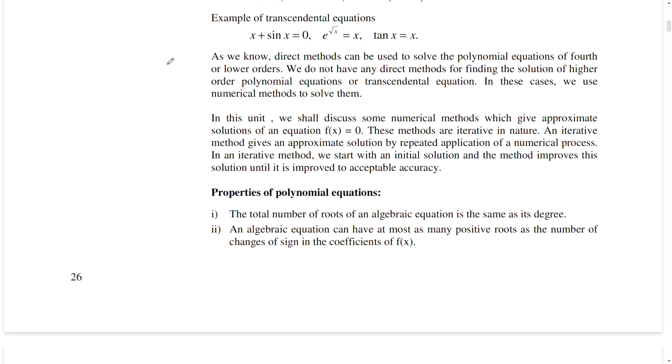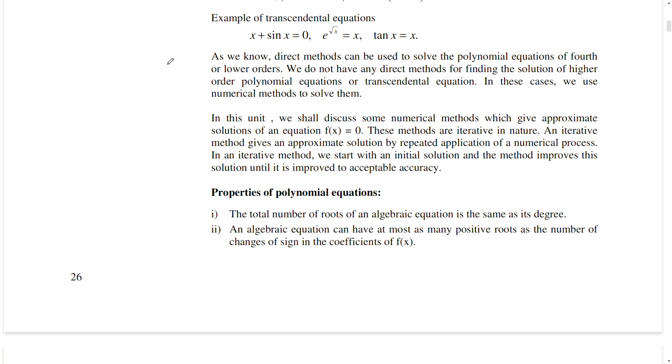As we know, direct methods can be used to solve polynomial equations of fourth or lower orders. We do not have any direct methods for finding the solution of higher order polynomial equations or transcendental equations. In these cases, we use numerical methods to solve them.